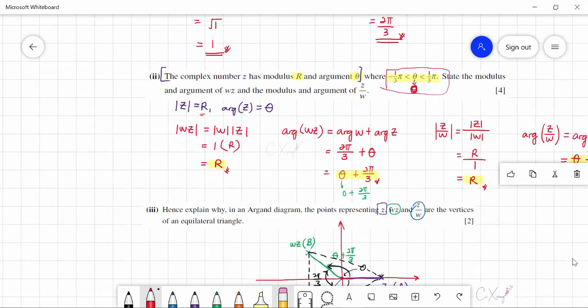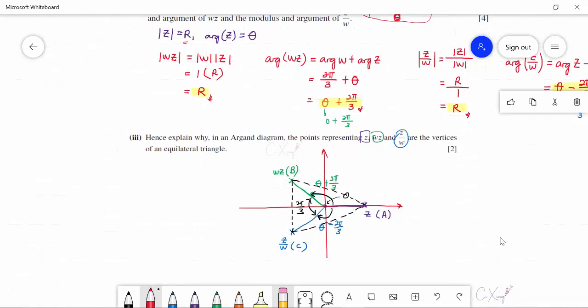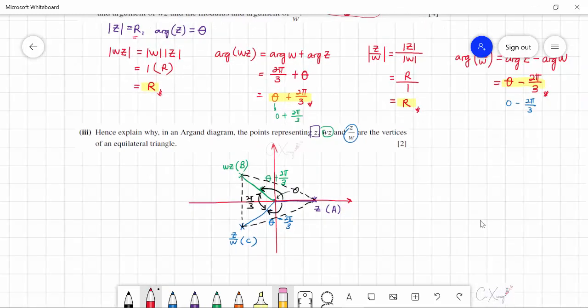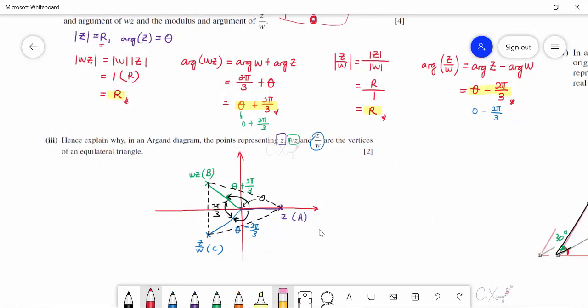Okay, so maybe I try to move this over. All right, so to make it as a conclusion, what we can write is something like this. First, we talk about the length. OA equals OB equals OC, which equals R. So that means the lengths from the center to the vertices are all the same.